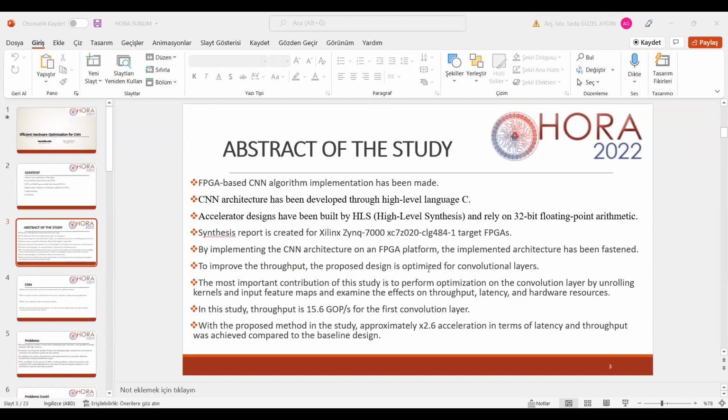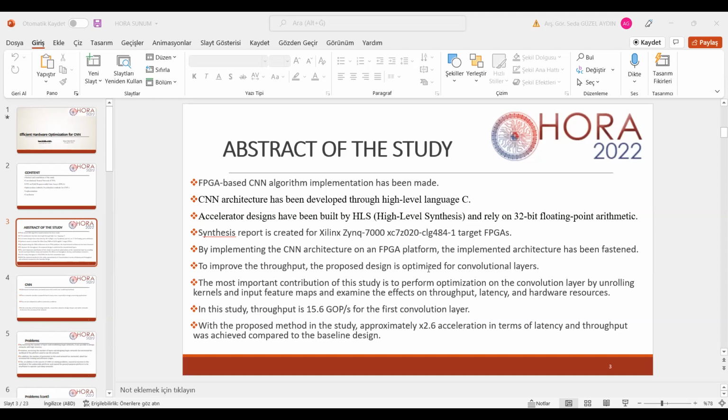FPGA-based CNN algorithm implementation has been made in our paper. The CNN architecture has been developed via the high-level language C. The accelerator design has been built by HLS, high-level synthesis, and we use the 32-bit floating point representation for our data. A synthesis report is created for the Xilinx Zynq series as target FPGAs.